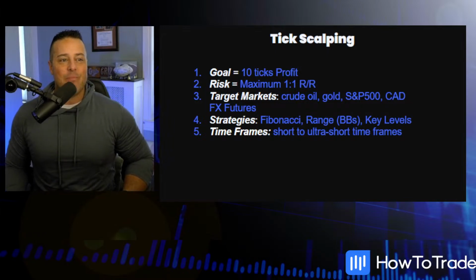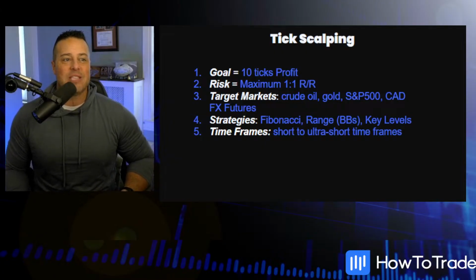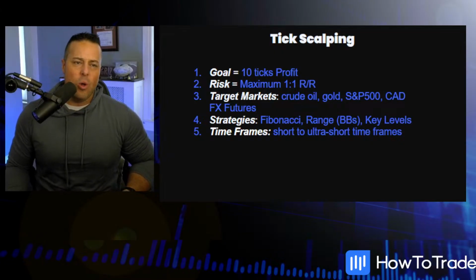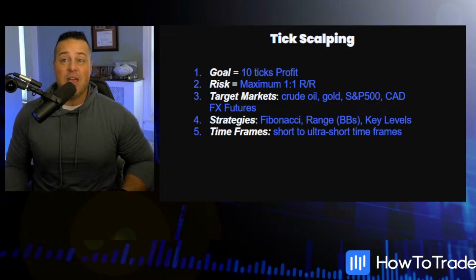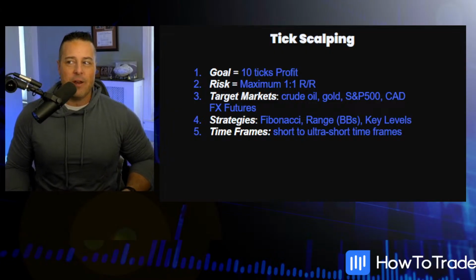Okay, for today, 10 ticks, no more than a 1-to-1 risk versus reward. That means we're not going to try to make all 10 ticks in one trade. We're going to make a couple trades. Target markets: crude oil, gold, S&P 500, which is going to be the E-mini S&P 500 futures, and Canadian dollar FX futures. I see a level there that I really like, and potentially I think we're going to make a little money in the CAD.